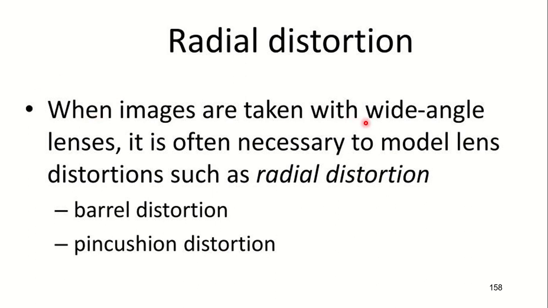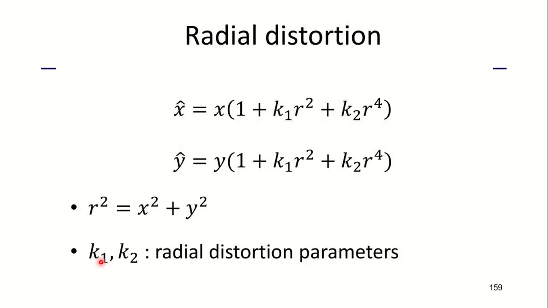When images are taken with wide angle lenses, it is often necessary to model the lens distortion such as radial distortion. We have two types of radial distortion. One is barrel distortion, the other one is pincushion distortion.